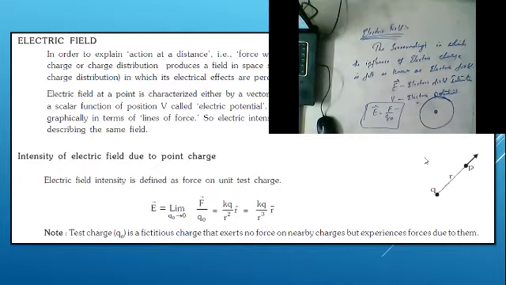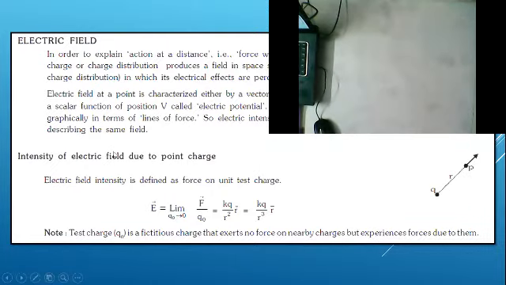I hope you understood the point, guys. This is a very simple topic, but it is a very crucial topic. So this is how we can explain the electric field. I hope you understood the electric field clearly. So, guys, till now we just discussed the concepts of electric field and electric field intensity.